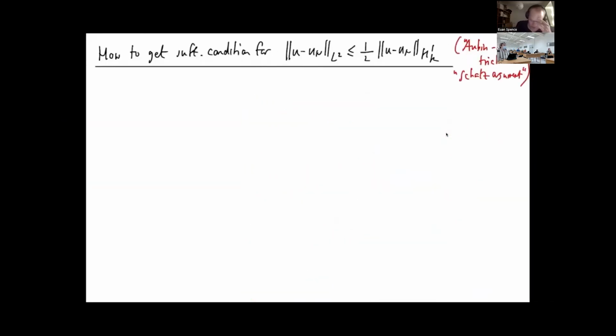So now the next slide is called how to get a sufficient condition for this bound here. In fact, this is a classic argument in numerical analysis. It's called the Aubin-Nitsche trick in the Laplace equation case when it's coercive. And in this Helmholtz equation setup, it goes back to Schatz in 1974. So let's now start with a definition.